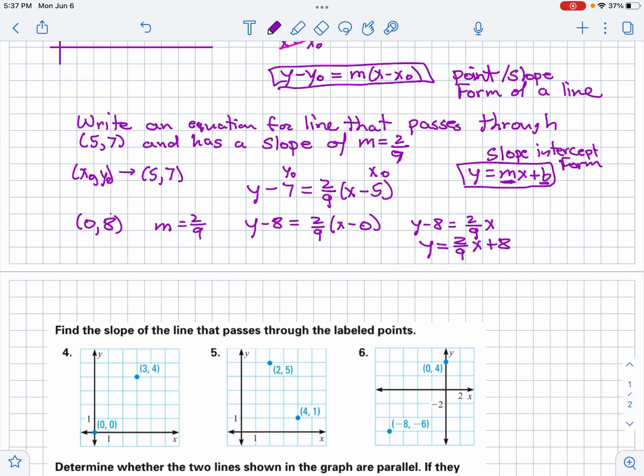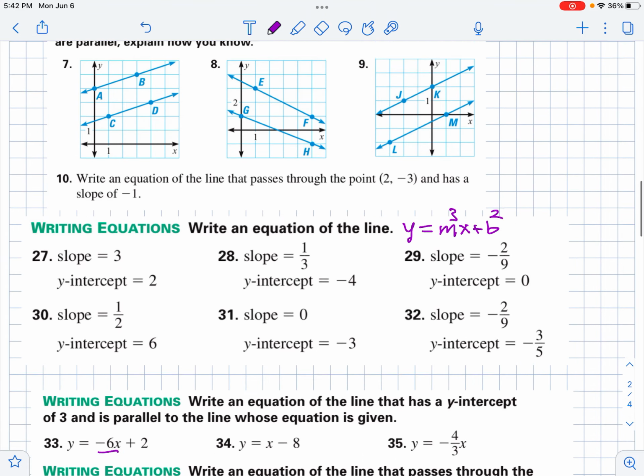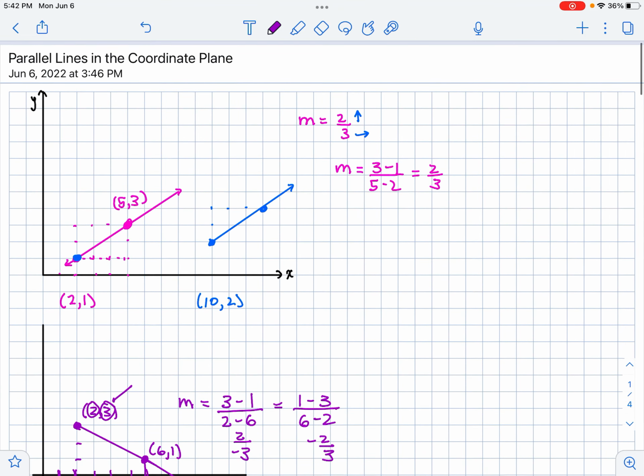Now over here, you can see the slope on all of these. Slope of negative 6, the slope of 1, the slope of negative 4 thirds. All righty. Well, if you need any help with these, just let me know.